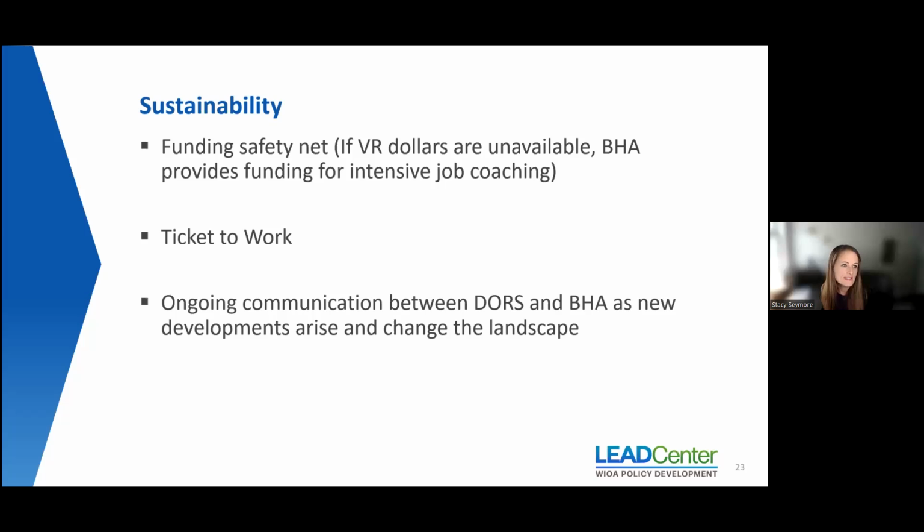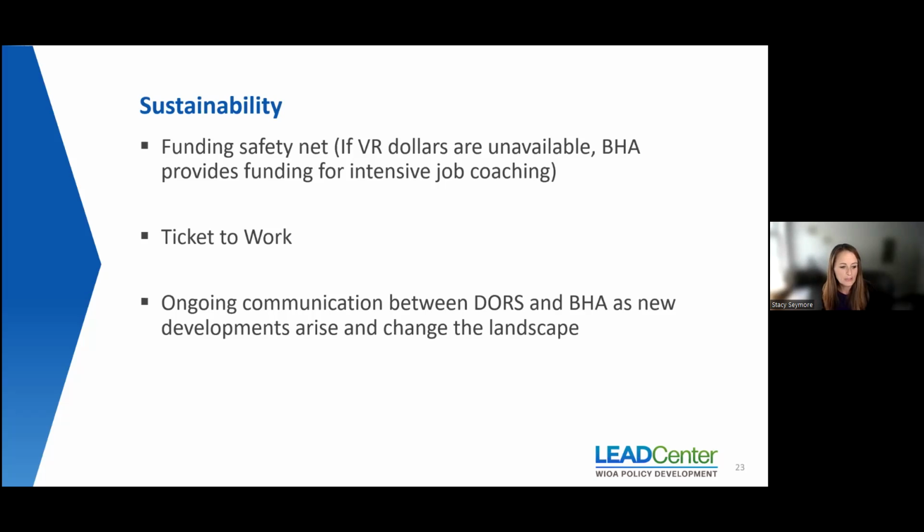So in terms of sustainability, our funding safety net, if for any reason VR dollars are unavailable at a particular time or for a particular individual, the Behavioral Health Administration does provide some funding for intensive job coaching services to sort of fill in that gap.